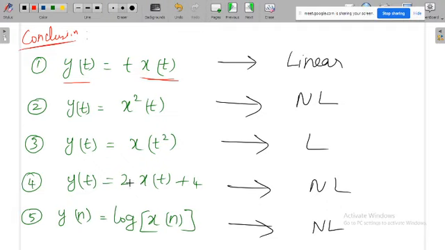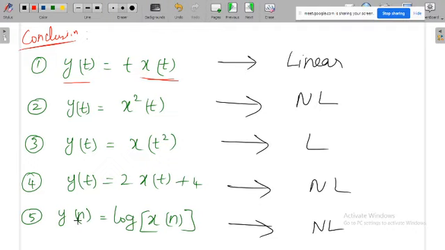Again, the fourth question, y of t is equal to 2x of t plus 4, and you know the presence of a constant will make the system non-linear. This system equation is similar to the line equation y is equal to mx plus c. If the constant is there, it will make the system non-linear. That means the line will not go through the origin, so definitely the system is non-linear.